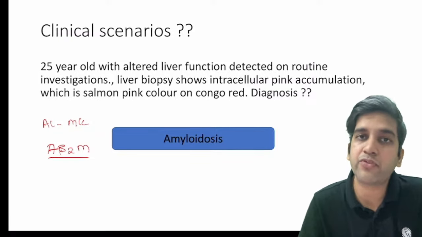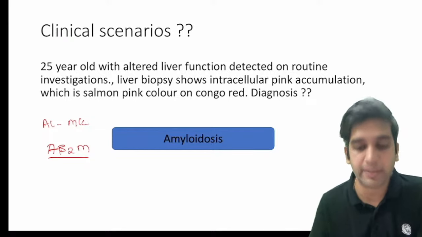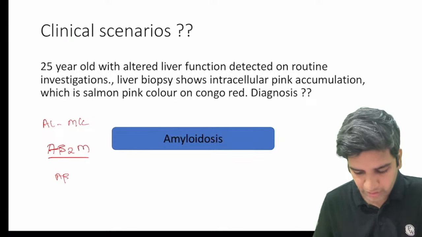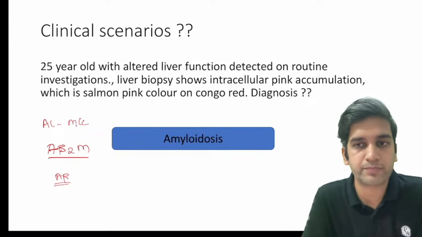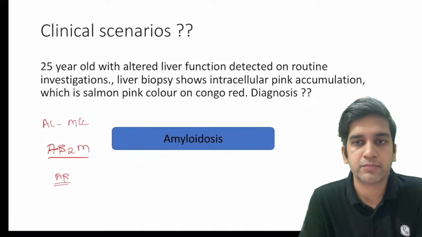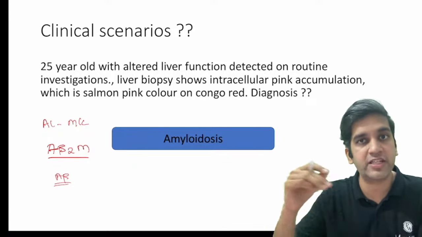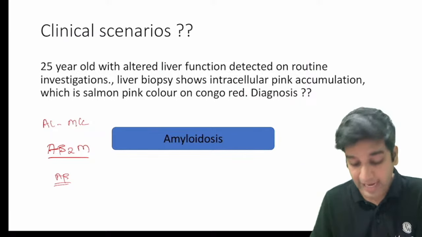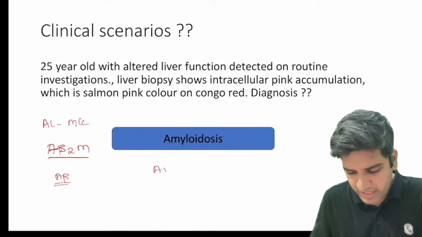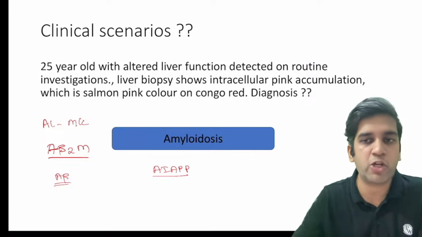At the same time, if you see a patient with an A beta deposit, what do you think of? A beta deposit, what do you think of? A beta, Alzheimer's disease, right? A beta 2 microglobulin is seen in chronic hemodialysis and A beta is seen in Alzheimer's disease, right? One thing, AIAPP, right? It's islet amyloid polypeptide.